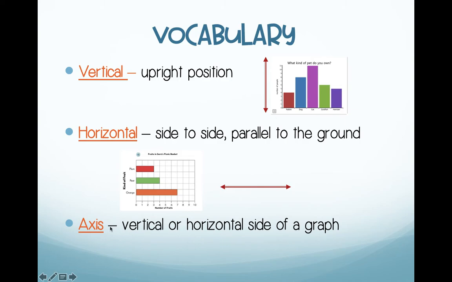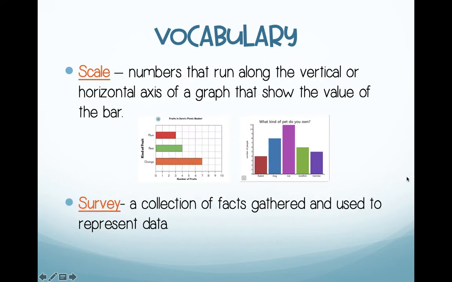Really, the word axis is just a fancy word for side. So for example, here is the vertical axis of this bar graph. Here is the horizontal axis of this bar graph. On the vertical axis, we have the number of people, and on the horizontal axis, we have the name of the pets. Now in this bar graph, which says fruits in Sarah's picnic basket, it looks like the horizontal axis has the number of fruits, and the vertical axis has the kind of fruits. Great job, everybody.